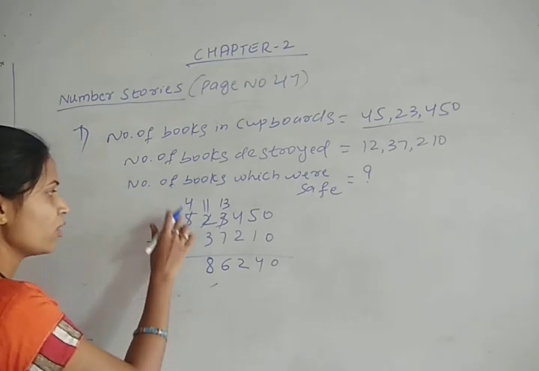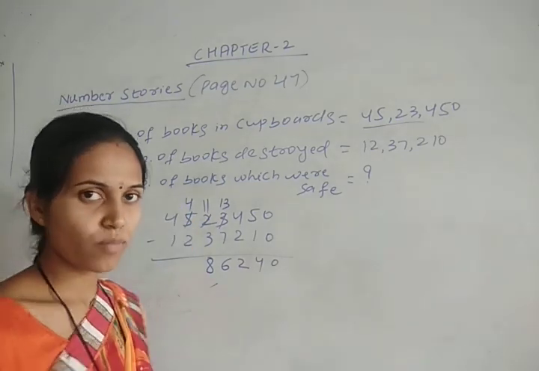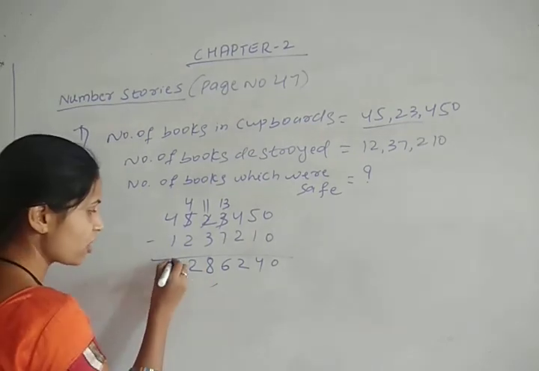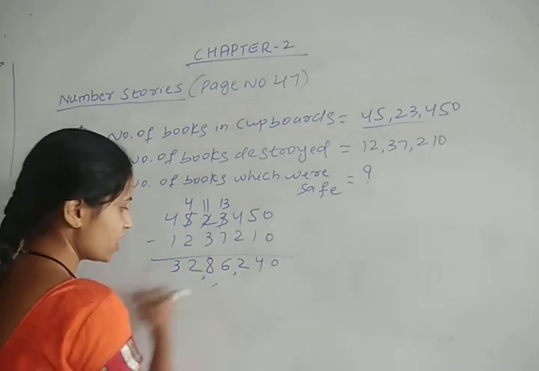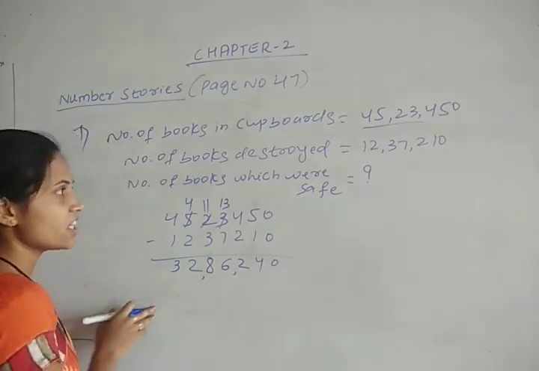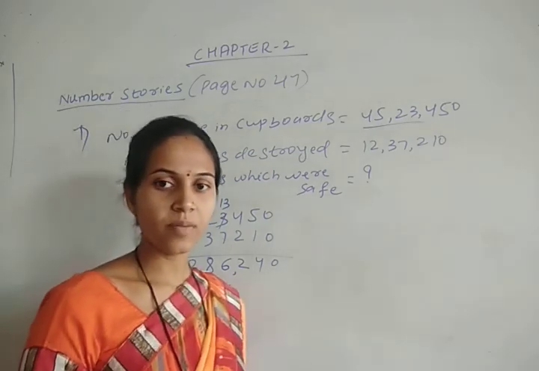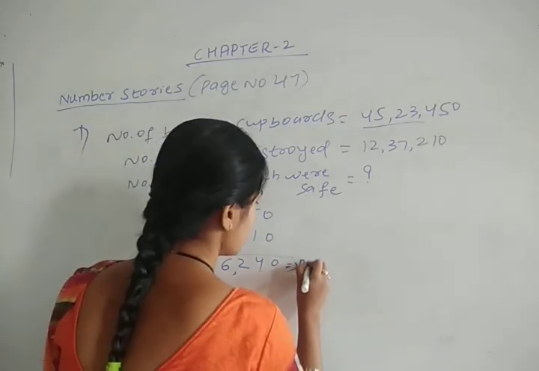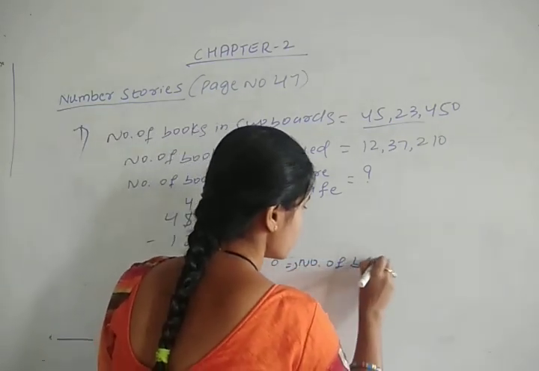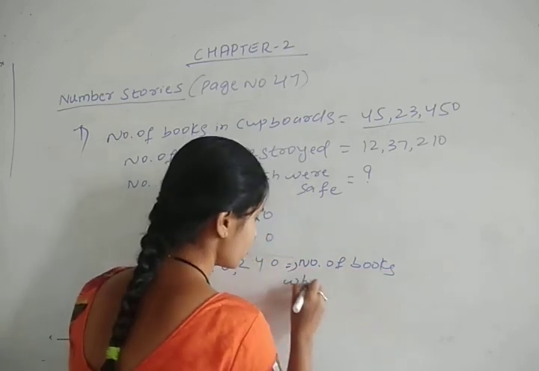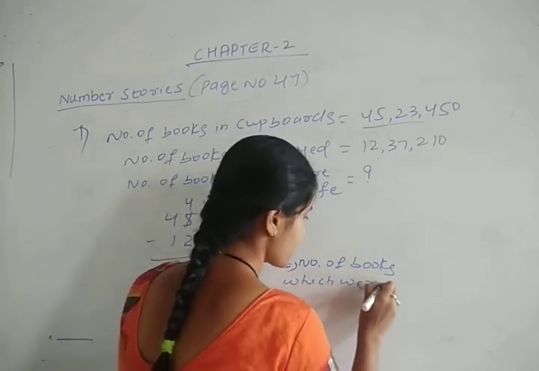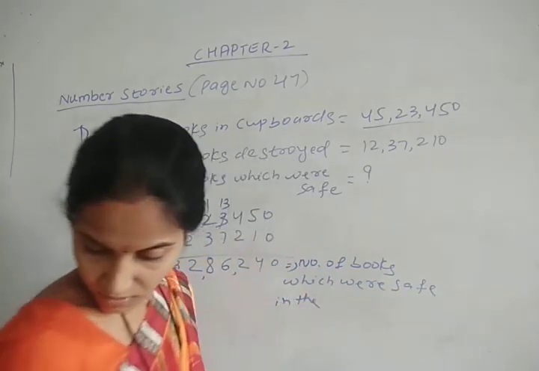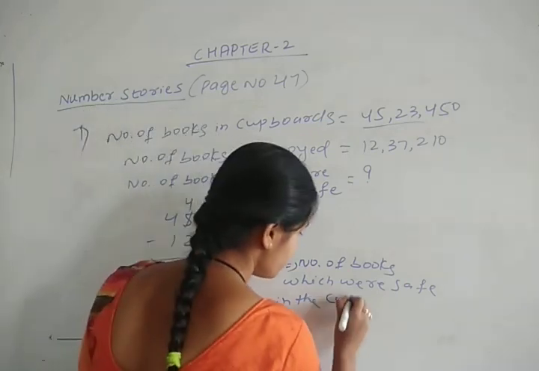Now see here, 4 minus 2. If you subtract 2 from 4, we are left with 2. Now subtract 1 from 4. We are left with how much? We are left with 3. Okay. So this indicates the number of books which were saved in the college library. So I will write here number of books which were saved in the cupboard.